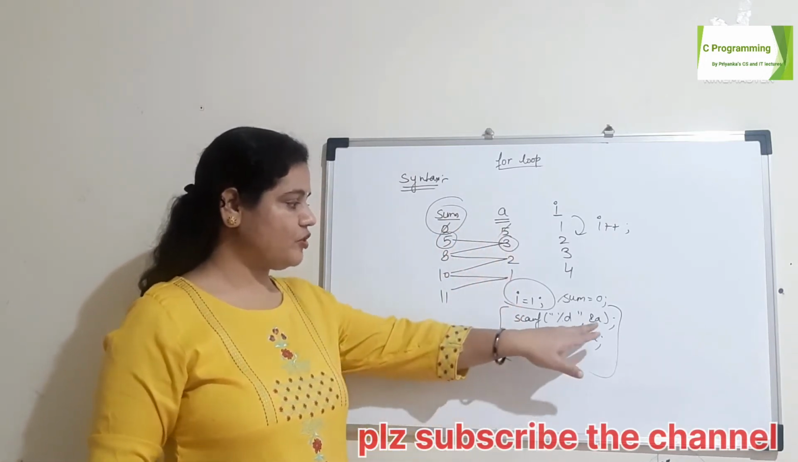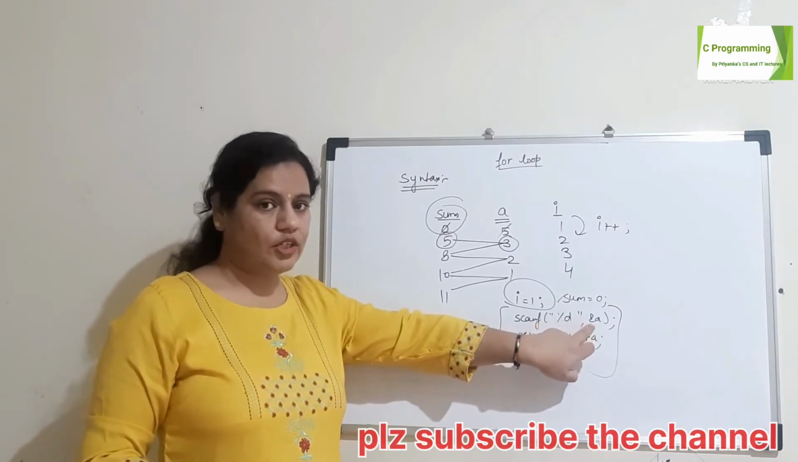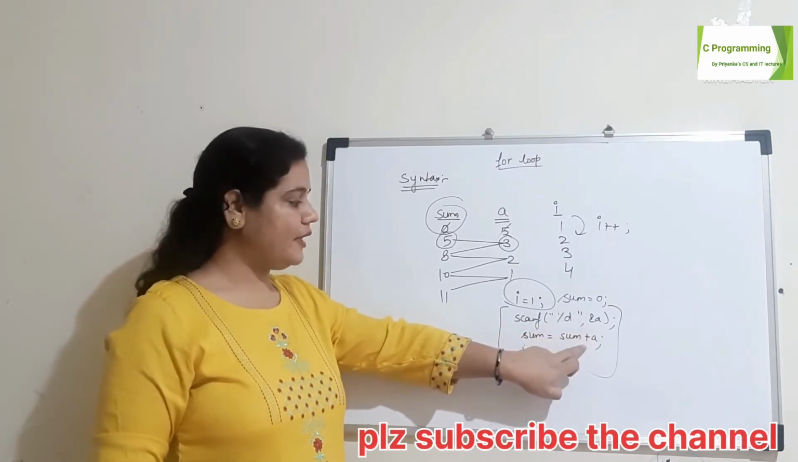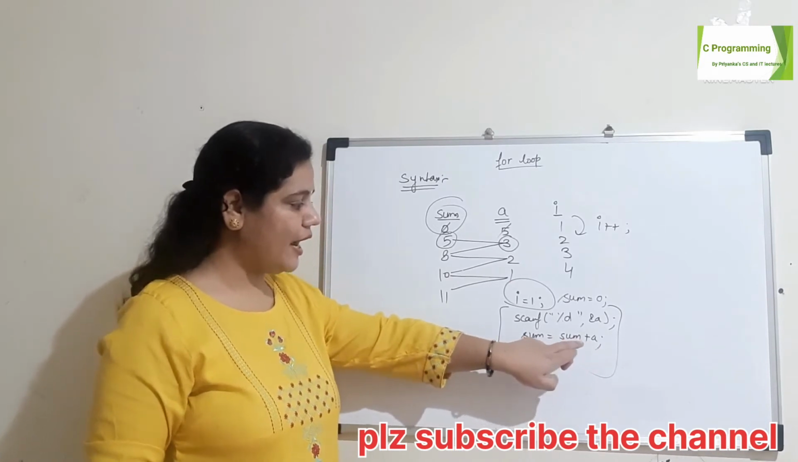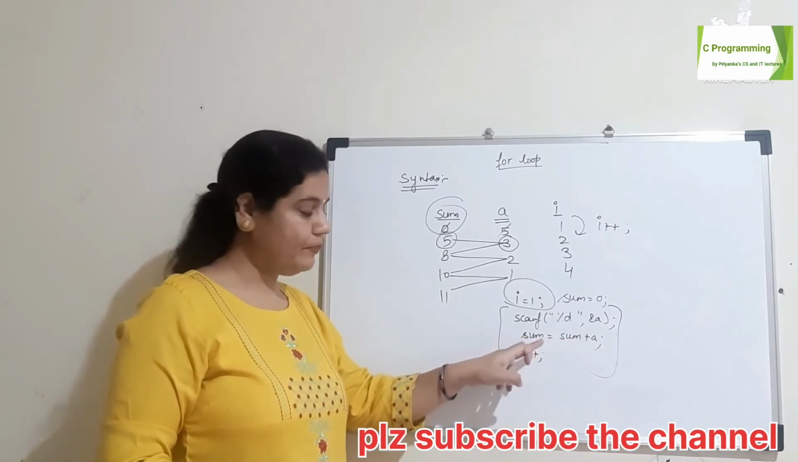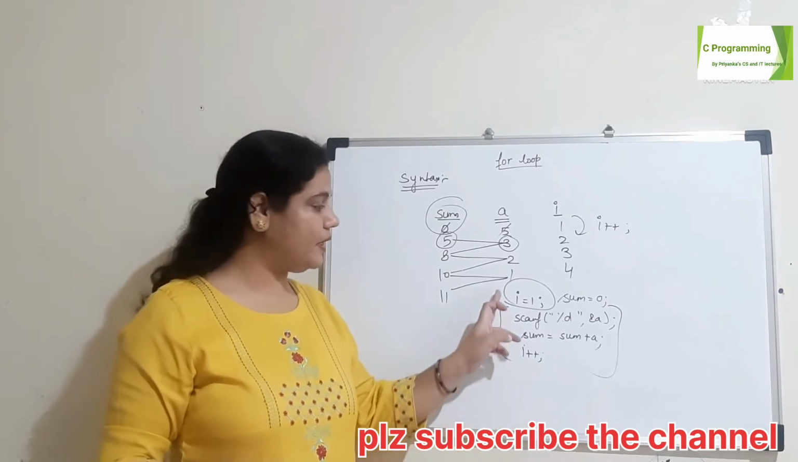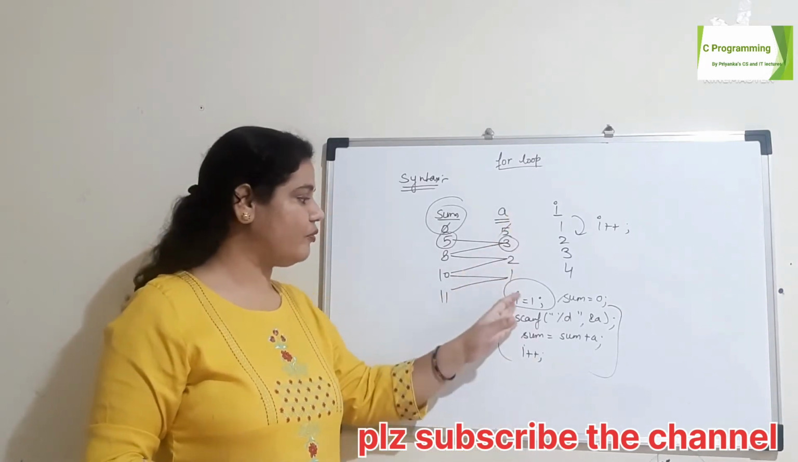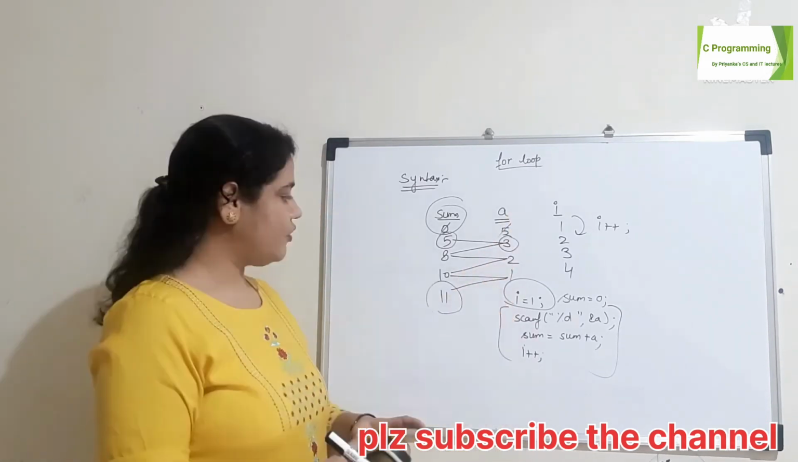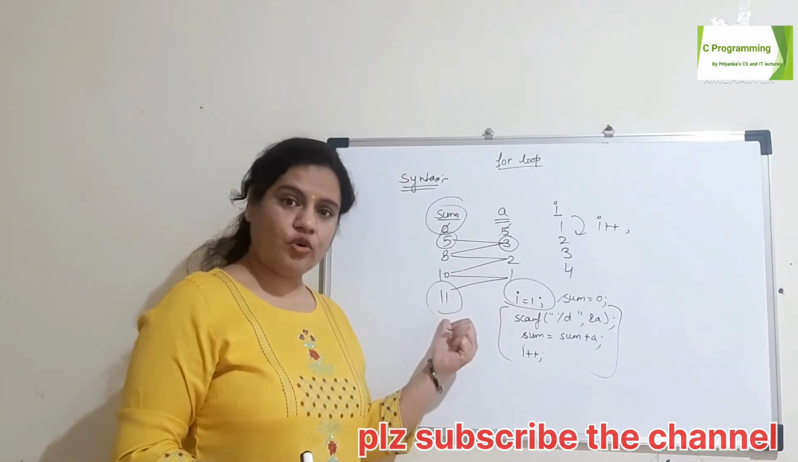The body of the loop. First, we have to take the value, a random value, and then we have to add that value to sum, and then we have to increase our iteration until it becomes 10, and we will show the sum of 10 numbers. Finally, we need to print the value of sum.